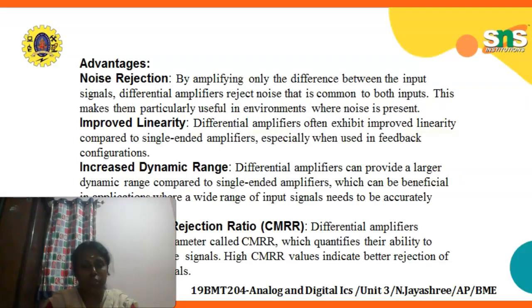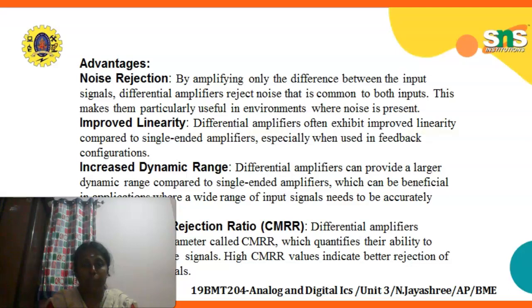So the first one is what? Noise rejection. By amplifying only the difference between the input signals, a differential amplifier rejects noise that is common to both the inputs. This makes them particularly useful in environments where noise is present.